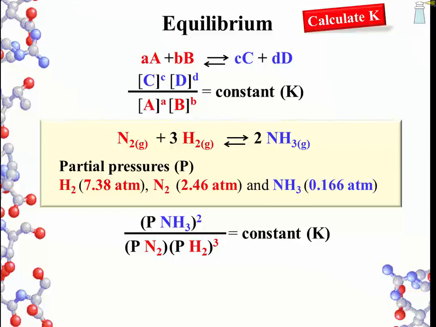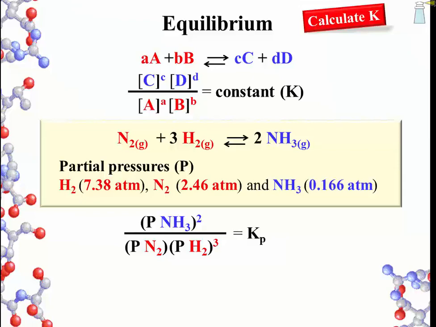The partial pressure of ammonia raised to the second power over the partial pressure of nitrogen, and the partial pressure of hydrogen raised to the third power. And given that this homogeneous equilibrium contains only gases, the K is more appropriately called Kp, the gas equilibrium constant.